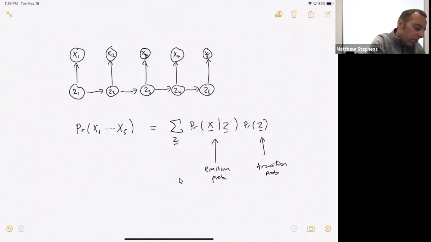Maybe I can write that out a bit more explicitly. You can see it's a sum over z of a product over i of P of x_i given z_i, and I've used probabilities as if these are discrete, but you can also use continuous. It doesn't make any difference.